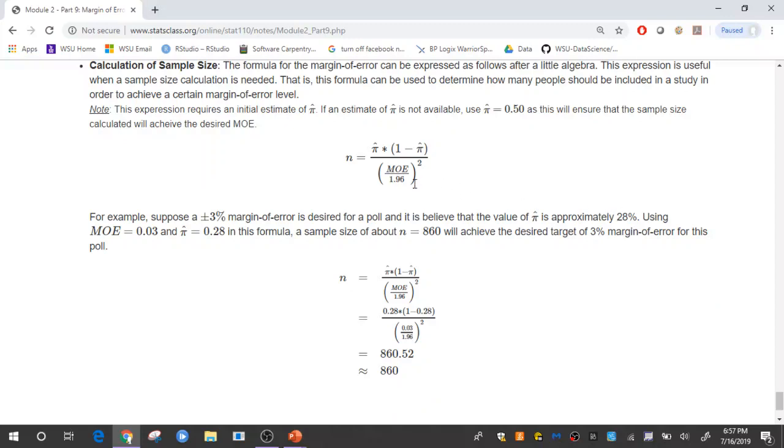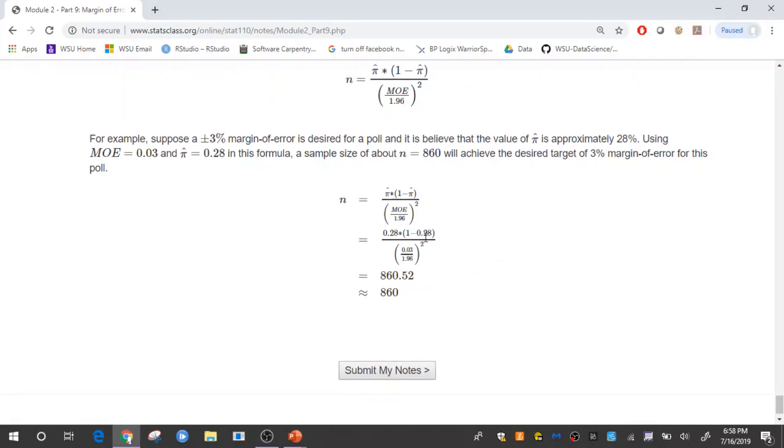So let's suppose that somebody wants a poll with a margin of error of plus or minus 3%. They're going to conduct a study and they want to be within plus or minus 3%, so the margin of error is 0.03 here. They also believe that the outcome from the study is going to be approximately 28%. Sample size calculation does require an initial estimate of pi hat, so they've determined that that's going to be about 0.28, or 28%.